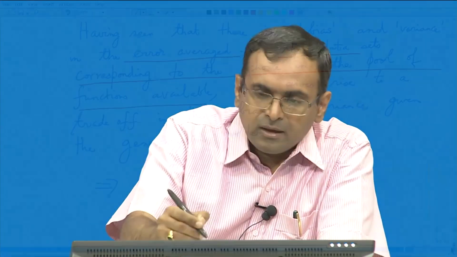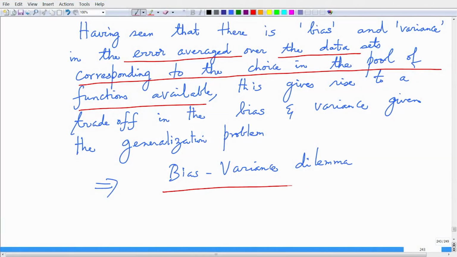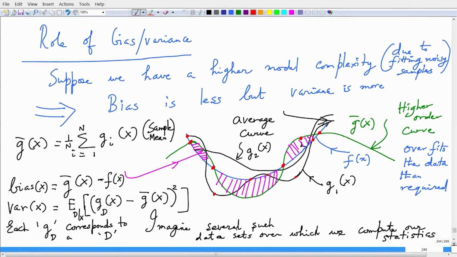Question is, can we analyze this further? What is this trade off and how can we go about the analysis? Okay. Now with that in mind, let us delve a little deeper into our understanding of the role of bias and variance.